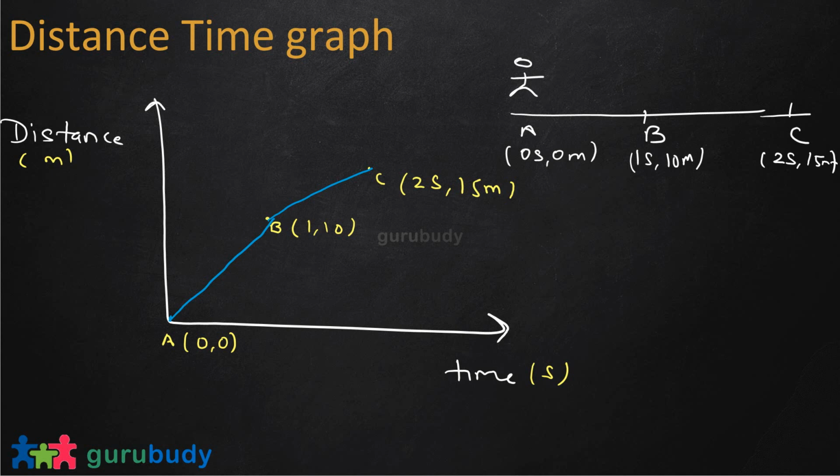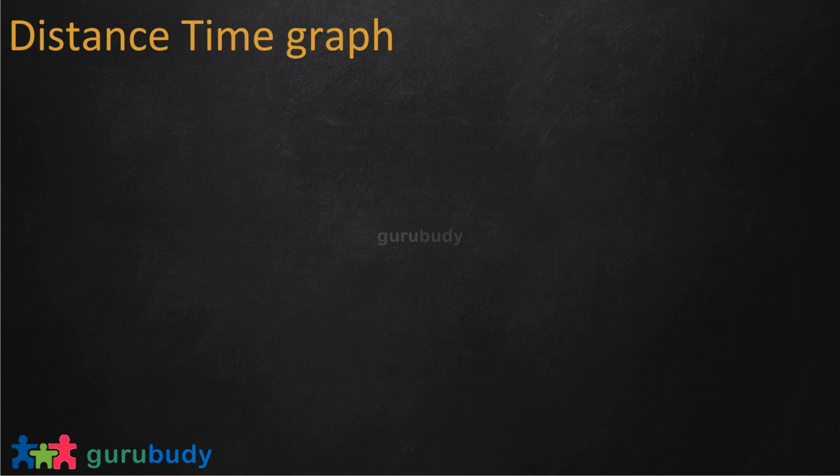Let's learn those. In the previous lectures we have studied uniform motion, right? The definition of uniform motion is that speed is constant. Speed is constant, so the object covers equal distances in equal intervals of time. So if I want to plot an example of uniform motion in a distance time graph, how will that be? That's the question.